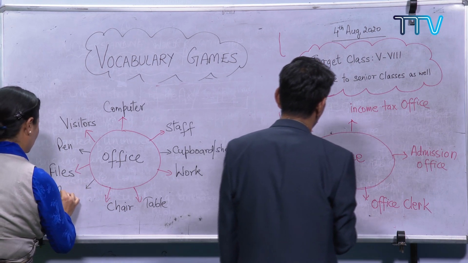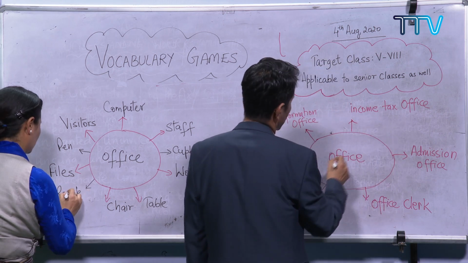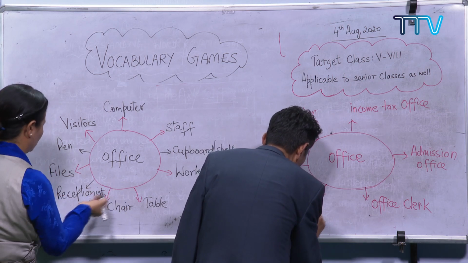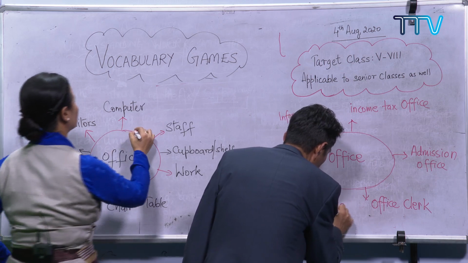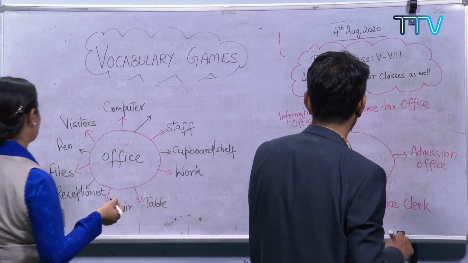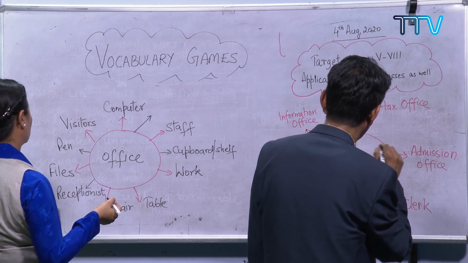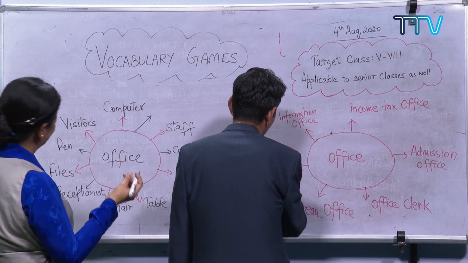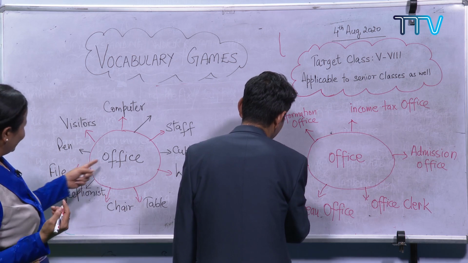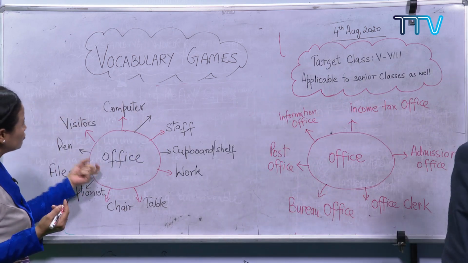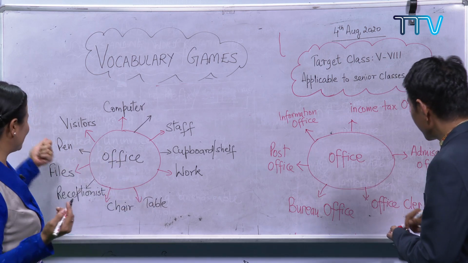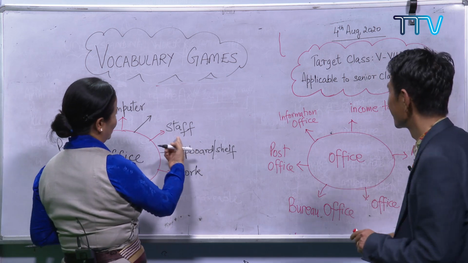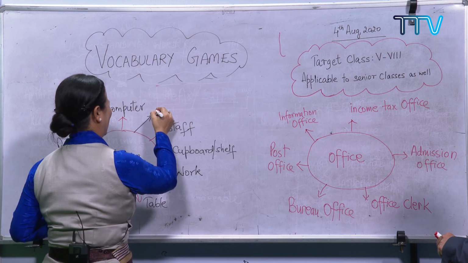In an office we have reception. Okay, I can think of receptionist or reception. Bureau office. What else? Computer. Clerk office. Post office. Oh, yeah. Post office. Computer, chair, table, office staff. Yeah. What else? Office, visitors, pen, files, receptionist, chair, table, work, cupboard, shelf, staff. I think I can add bills.